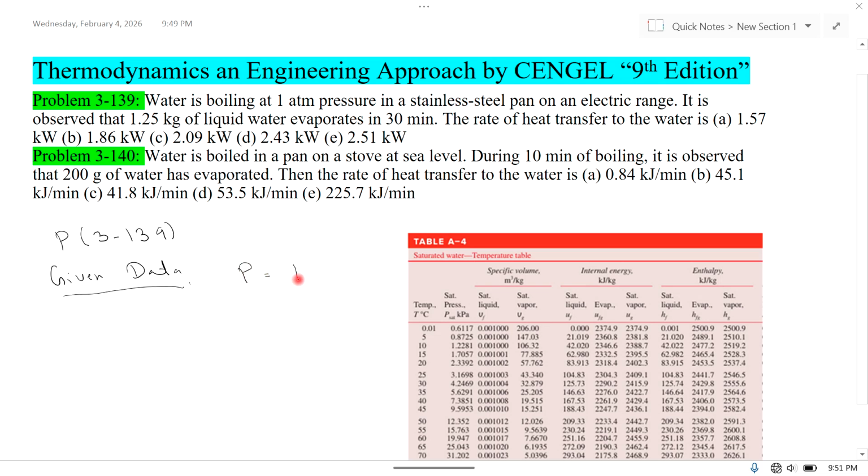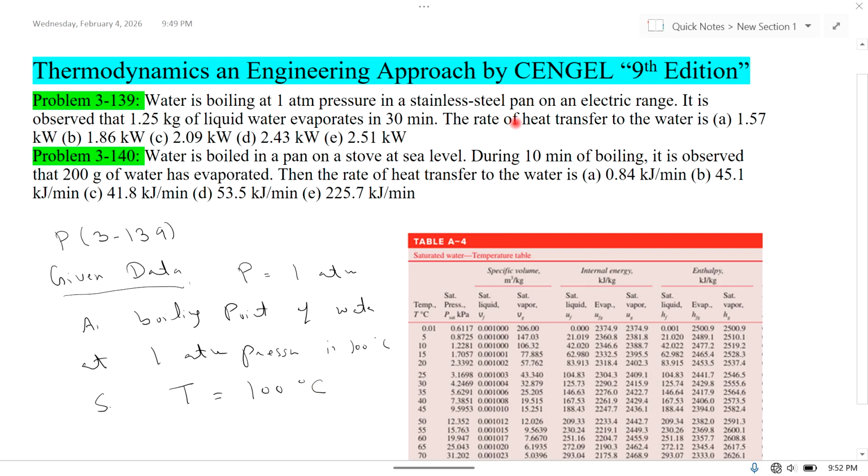Pressure given to us is 1 atm, and we know that the boiling point of water at 1 atm is 100 degrees centigrade. So it means that temperature is equal to 100 degrees centigrade.